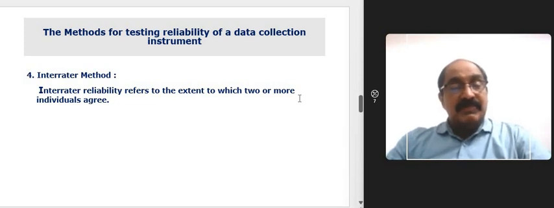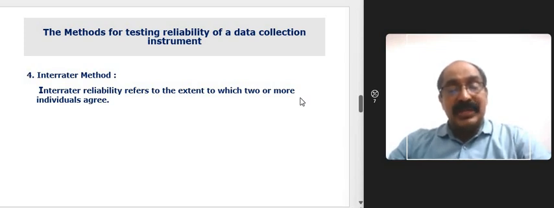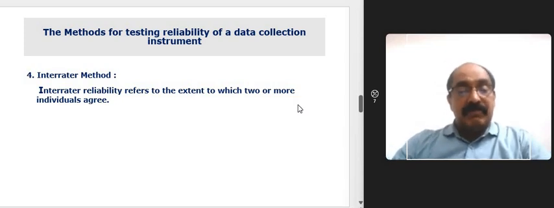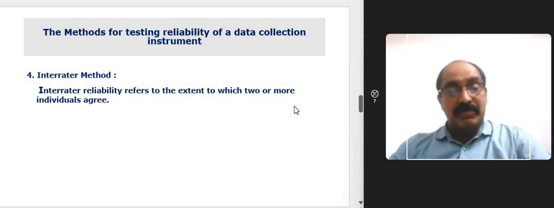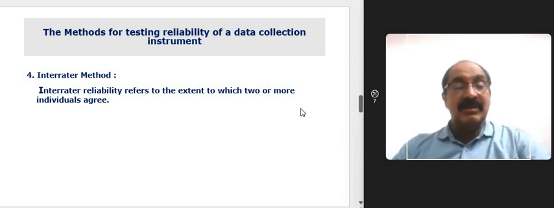The fourth one is the inter-rater method. Inter-rater reliability refers to the extent to which two or more individuals agree. For example, a researcher might administer a particular test and collect the data from the respondents. Then his assistant administers the same test to the same group of people, and he collects this information as well. If the two sets of data are highly correlated, then we can say that the test has high reliability.